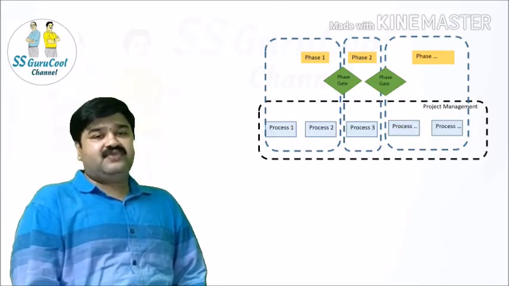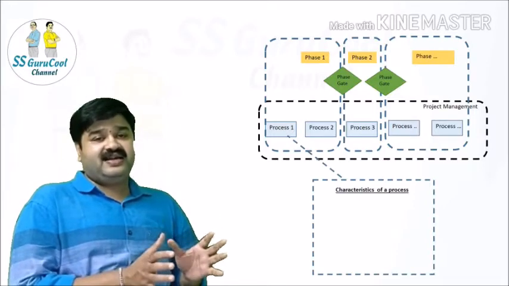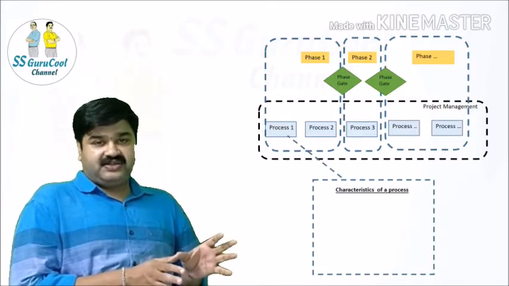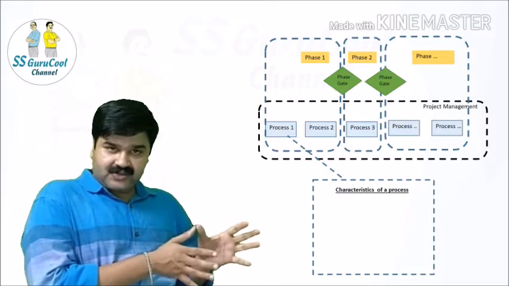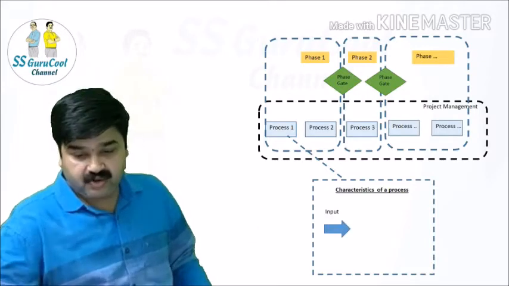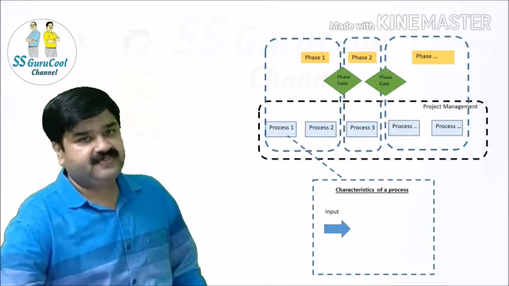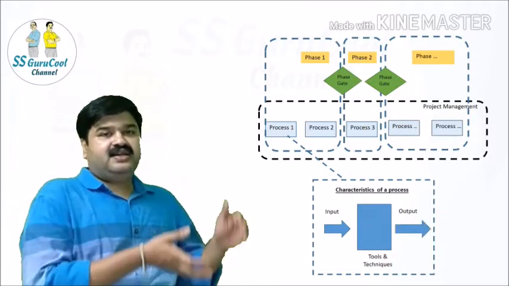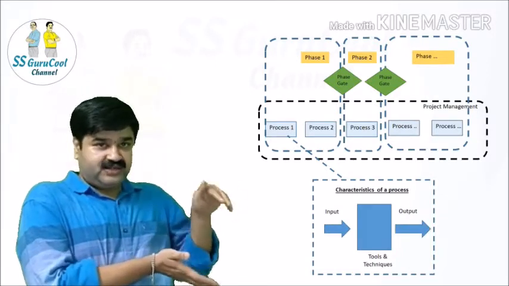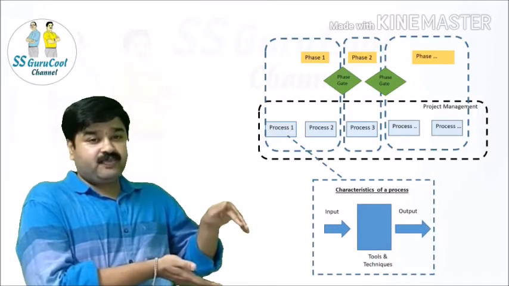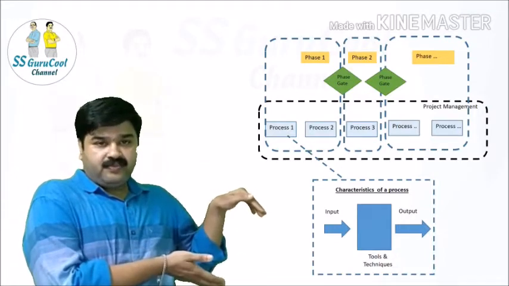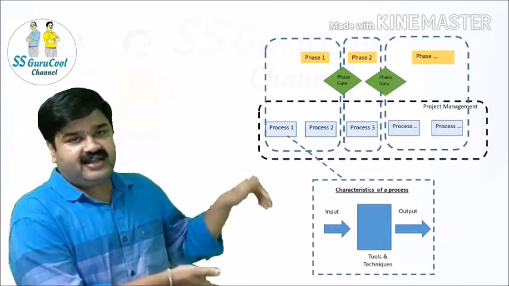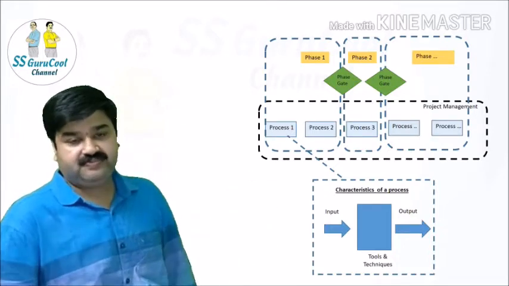The characteristics of a process. A process has basically 3 characteristics. It has some inputs, it has some tools and techniques, and it has some output. Basically what it does is, it uses the various tools and techniques of that process onto the input and comes out with the outputs that are expected to be delivered by the process.